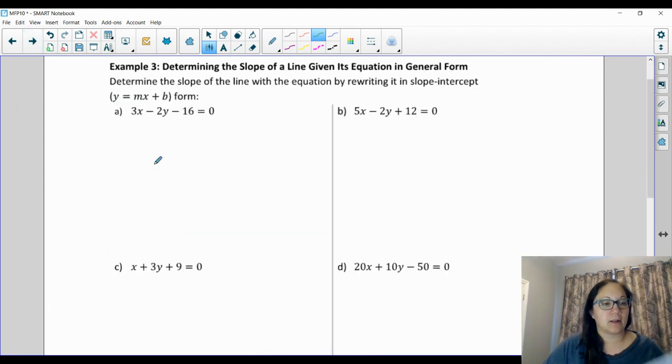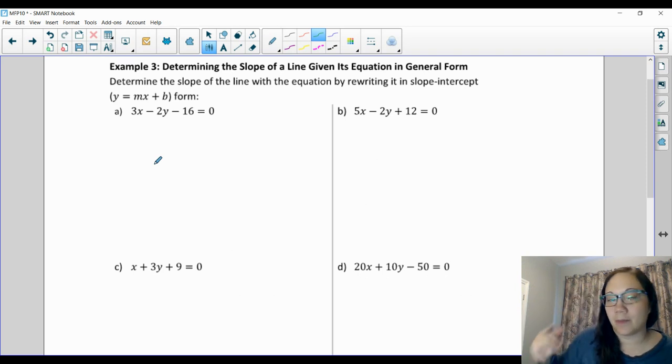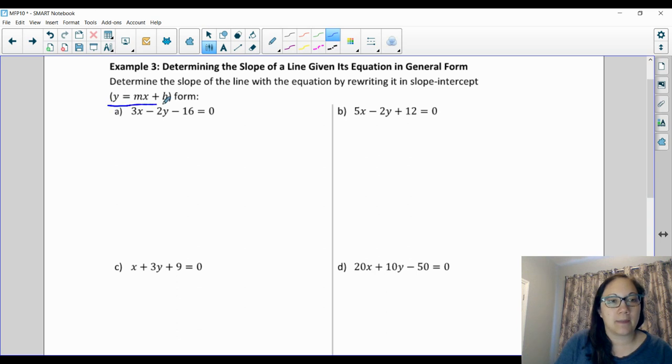Example 3, this is our last set of examples here. It's probably the skill that I would say is the most useful when you go on to future math classes, and that is taking a line that may be in general form right now and changing it into y equals mx plus b form, just like we did in that last example. Why? Because this is a little bit difficult to graph. Y equals mx plus b form is our preferred format for graphing.